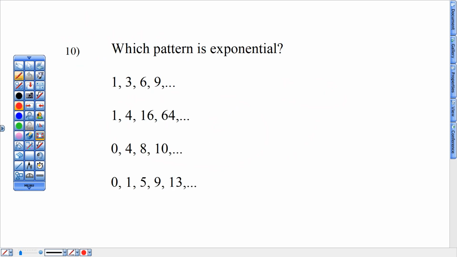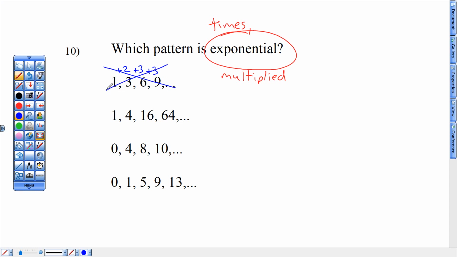All right, moving on. This guy, which pattern is exponential? Exponential is the only pattern that times is times. You're looking for the multiply number, which has the same number being multiplied. That's what I'm looking for. If I look at this first one, it's going up by 2, and then going up by 3, and then going up by 3 again. So that's neither linear nor anything. If I look at this guy though, timesing by 4, timesing by that same 4, timesing by the same 4. That makes this exponential because I'm timesing.